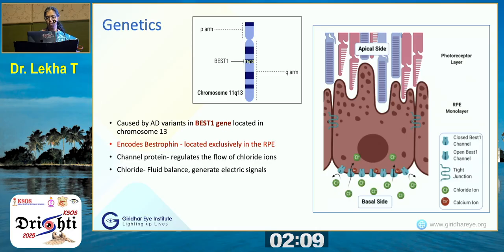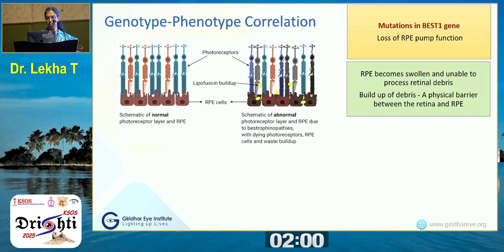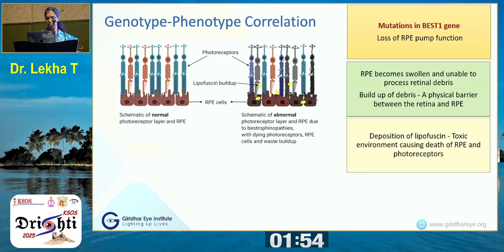So chloride is important for fluid balance and generating electric signals. So basically, it has a lot to do with the RPE pump function. So when there is a mutation in the BEST gene, there will be loss of this pump function. So RPE becomes swollen and unable to process the debris. So all the debris will build up, and that causes a physical barrier.